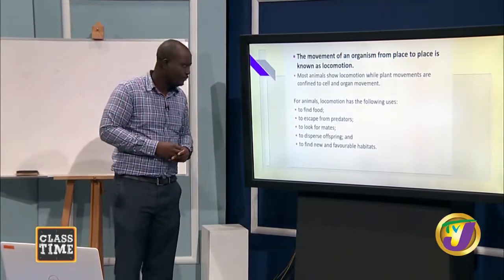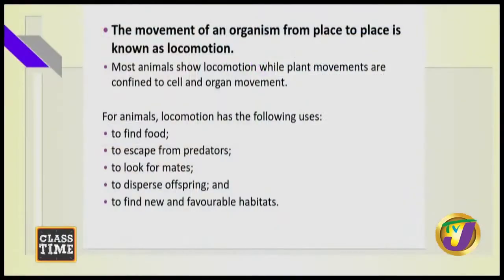One, to find food. Plants do not need to undergo locomotion to find food because they make their own food by photosynthesis. Whilst us as animals, we have to go and hunt for food. Right? When I'm hungry, I can't go out and stand up in the sun and open my arms and get food. I have to go and prepare food.